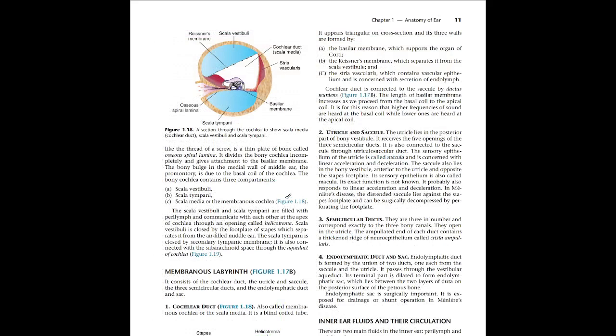This is the section of the cochlea showing us the scala media, the scala vestibuli, and the scala tympani. This is the Reissner membrane dividing the scala vestibuli and the scala media with the stria vascularis. And this is the basilar membrane dividing the scala tympani and the scala media.